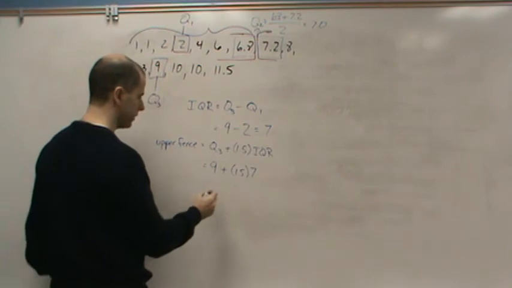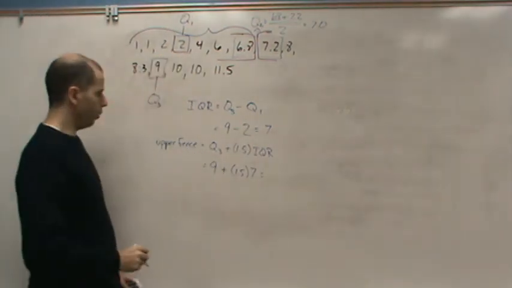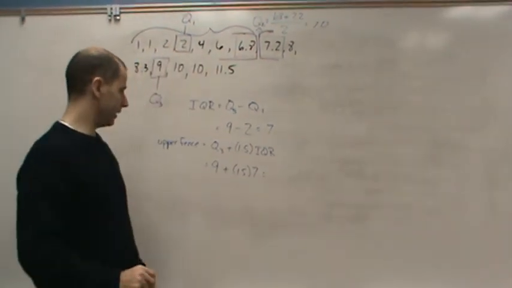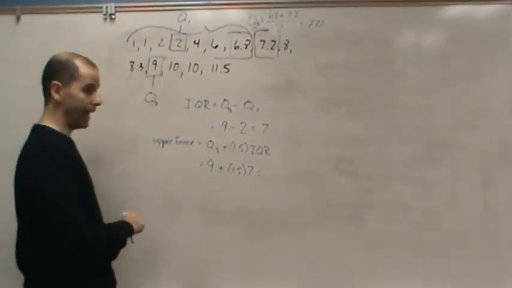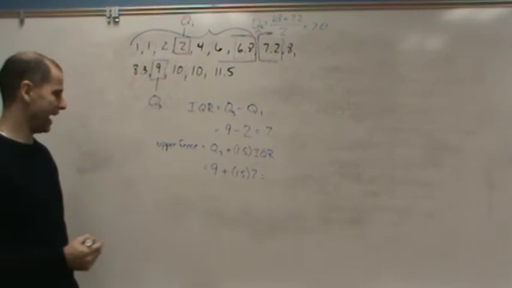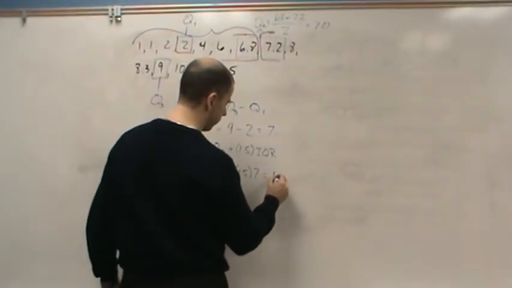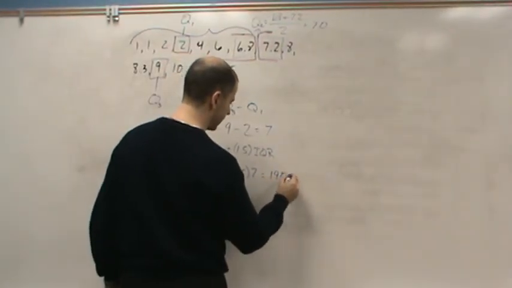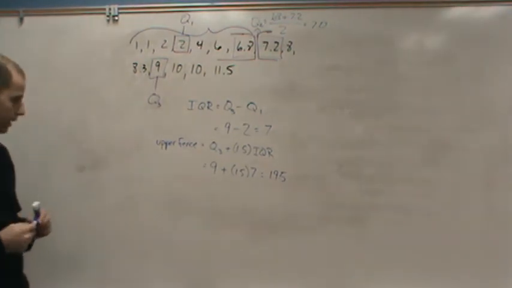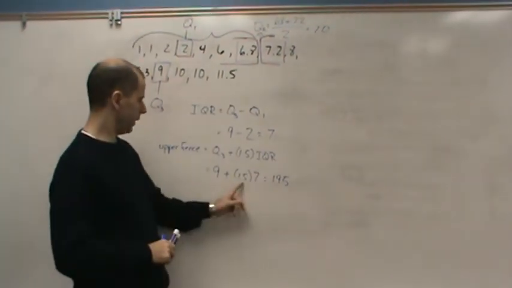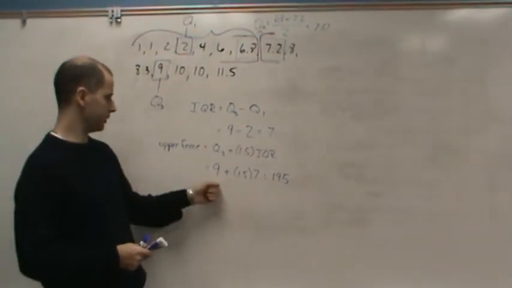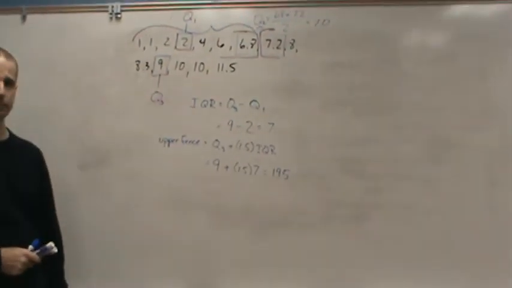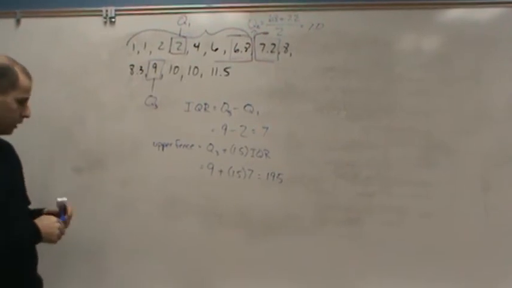So what does this equal? Well, 1.5 times 7 is 10.5, right? 10.5 plus 9 is 19.5. So our upper fence is going to be located at 19.5. Double check my work. 1.5 times 7 is 7 plus 3.5, which is 10.5, plus 9 is 19.5. Now, what about the lower fence?